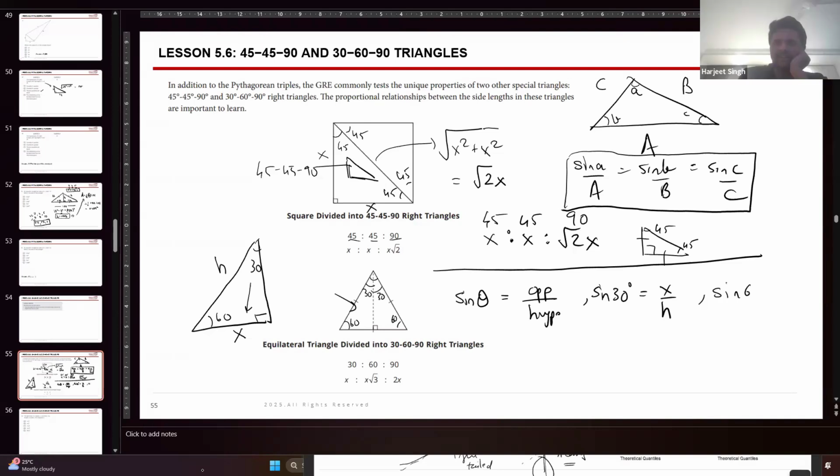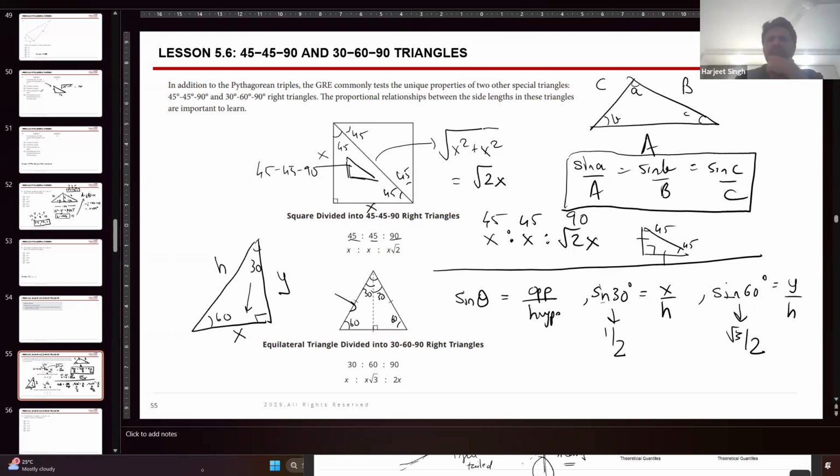and sine 60 degrees will be y divided by h. Basically, always take the opposite side to that angle, divide by hypotenuse. So that is your sine. Sine 30 is half, and sine 60 is root 3 by 2.